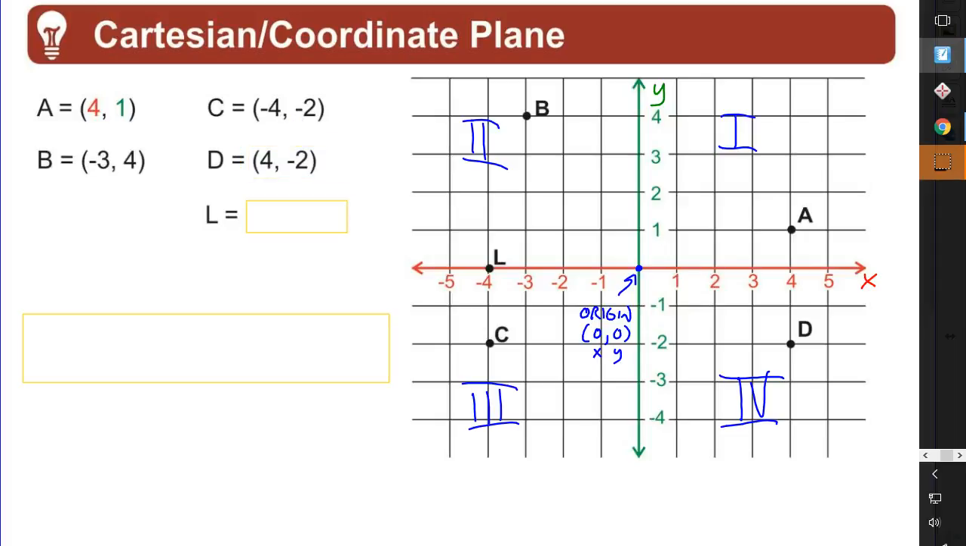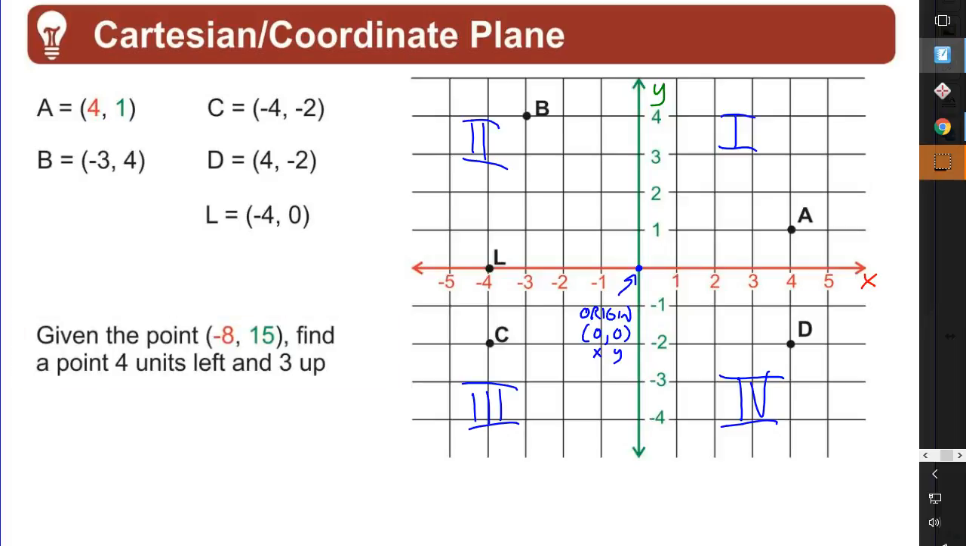All right, and then you've got point L. How about point L? Point L is not in any quadrant. It is located along the x-axis. And if you want to be more specific, you could say the negative portion of the x-axis. All right, but it is on the x-axis. And so therefore its coordinates are (-4, 0). Negative 4, 0.